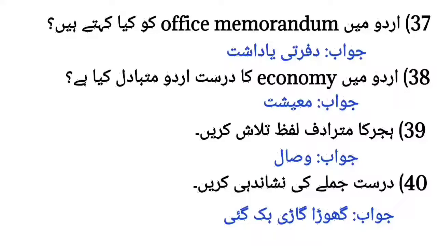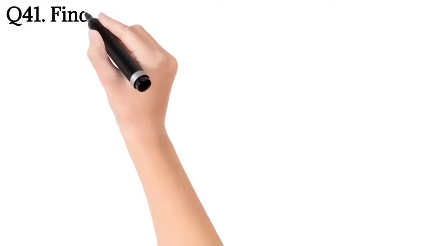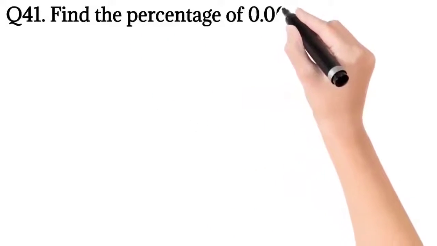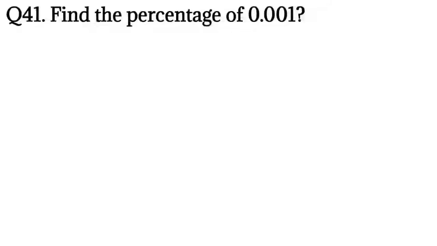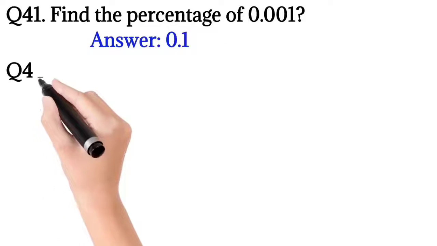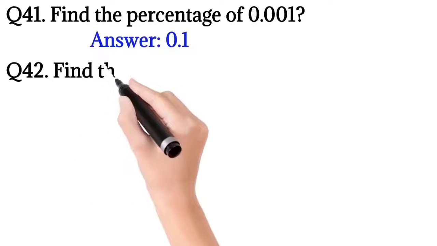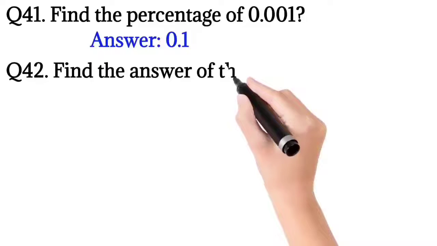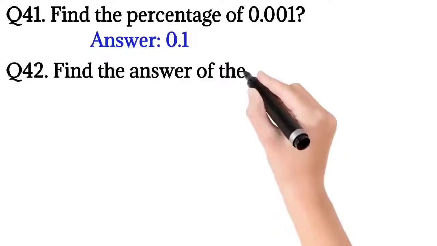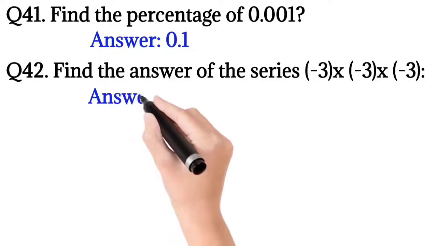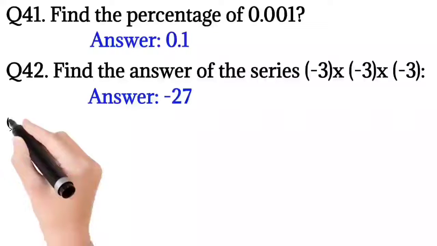Question number 41. Find the percentage of 0.001. So the answer is 0.1. Question number 42. Find the answer of the series minus 3 multiplied by minus 3 multiplied by minus 3. So the answer is minus 27.